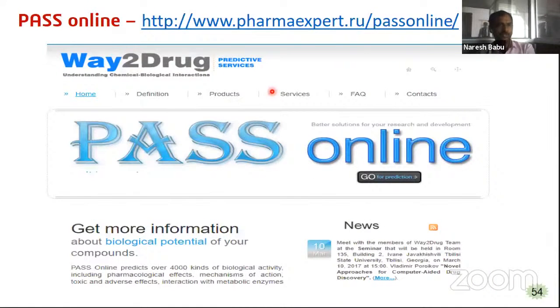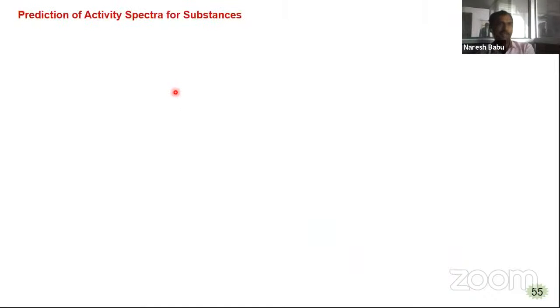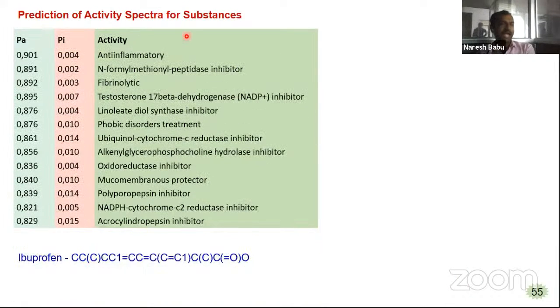And this tool is PASS Online. You need to log in. It gives the prediction of activity spectra for substances, so prediction of activity spectra. It shows the probability to be active and the probability to be inactive. PA indicates the probability to be active, and Pi the probability to be inactive. That data is completely given for our searched compound in PASS Online.